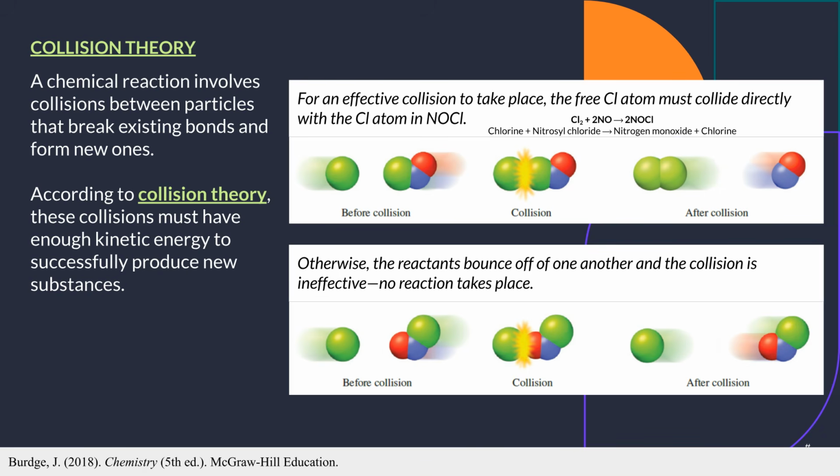According to collision theory, chemical reactions happen when particles collide with enough energy to break old bonds and form new ones. However, not all collisions result in a reaction. For a collision to be effective, particles must collide with sufficient kinetic energy and the correct orientation. If these conditions are not met, the particles simply bounce off each other and no reaction occurs. Reaction rate depends on how often effective collisions happen.